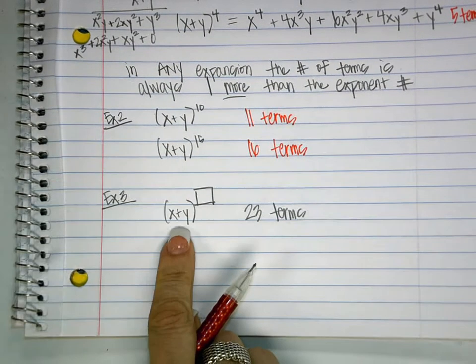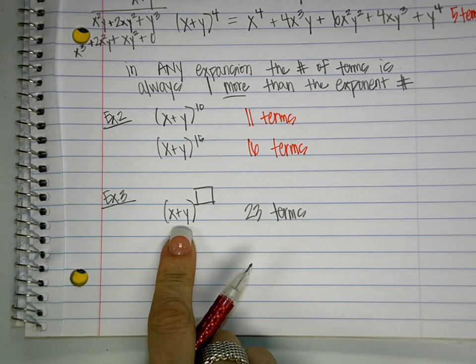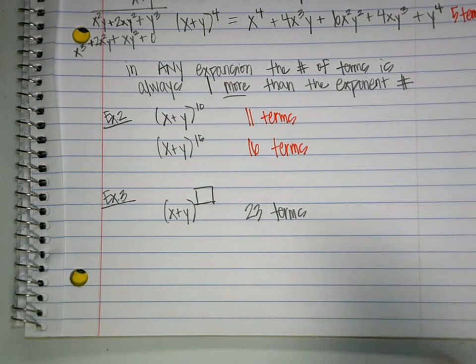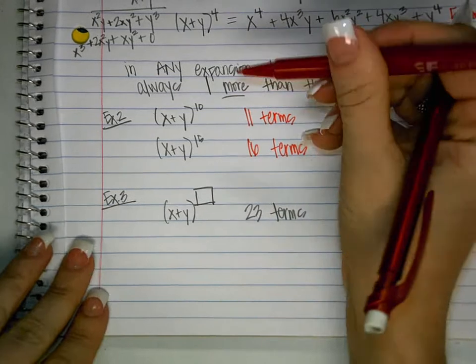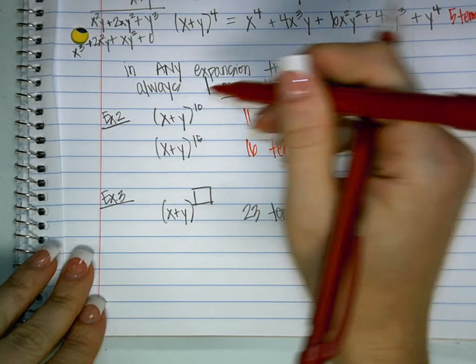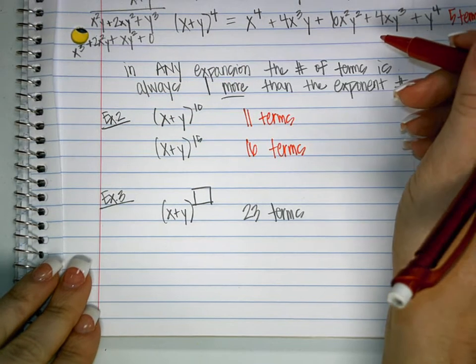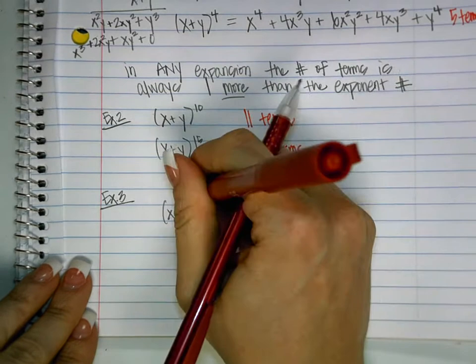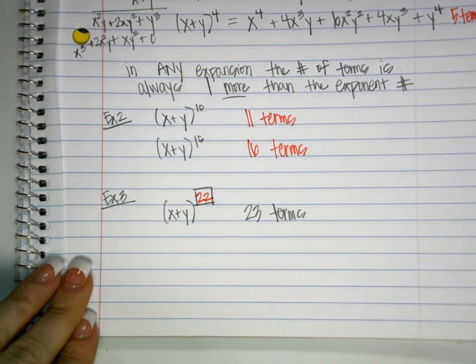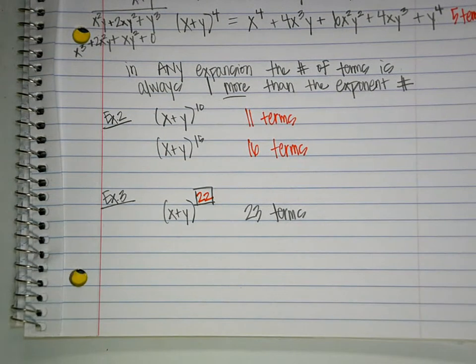What power on x plus y would have a total of 23 terms? 22. Okay, so make sure you know if you're going from the exponent to the number of terms, you add 1. If it's from the terms to the exponent number, you'll be subtracting 1. Okay, perfect. Anyone have questions so far?